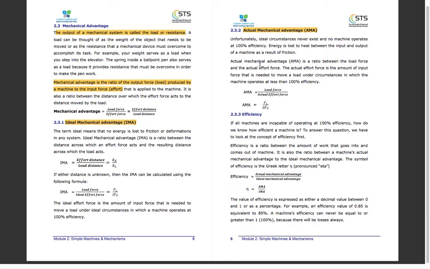The ratio actual mechanical advantage divided by ideal mechanical advantage is called efficiency. Usually, efficiency will be given in percentage. So if they give you 85% for your calculations, you will convert it to 0.85.